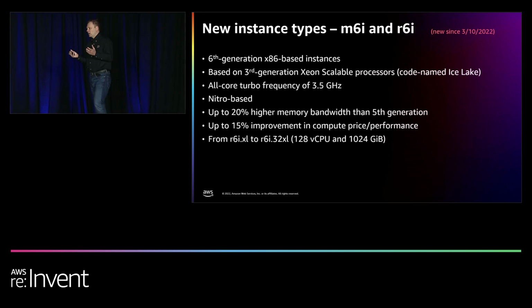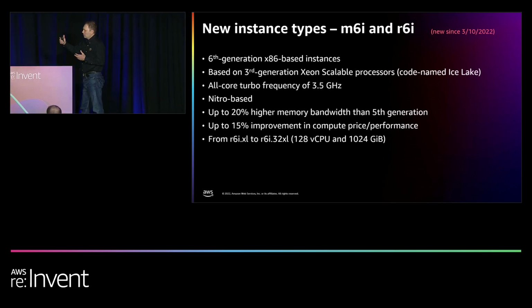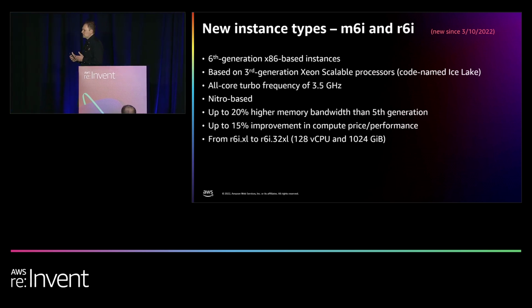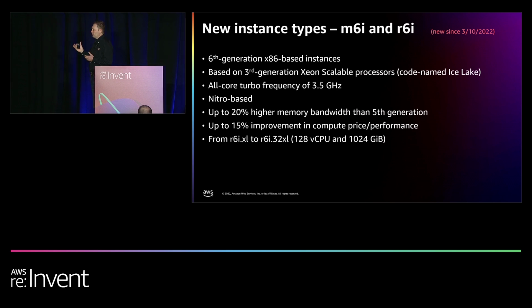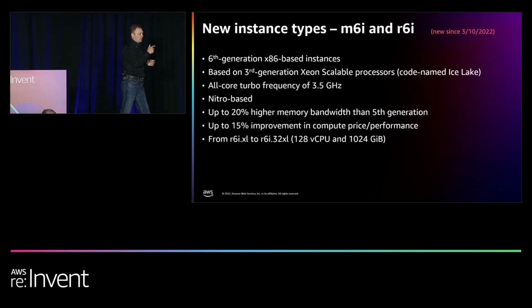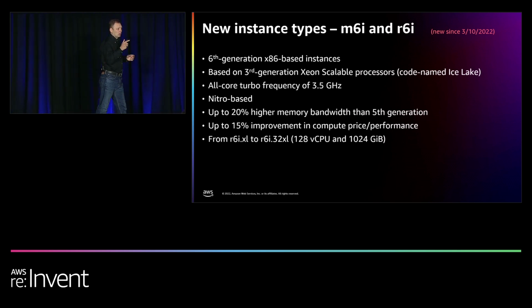And once in a while we come across a case where it's CPU bound, and we have a good answer to that in the form of Z1D instances also. Here, there is a new addition to our general purpose and our memory optimized family. For those of you who are not familiar with our naming convention, M is our general purpose instances, and R is our memory optimized instances. So this is a brand new generation, latest and greatest.